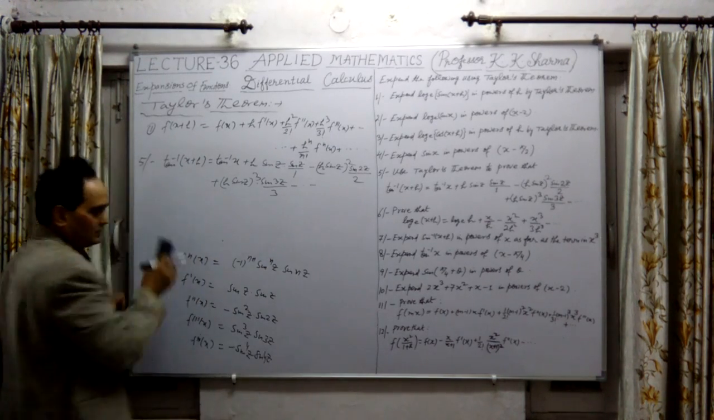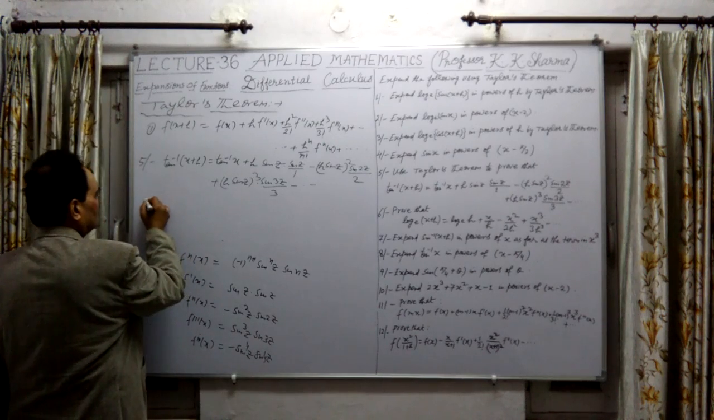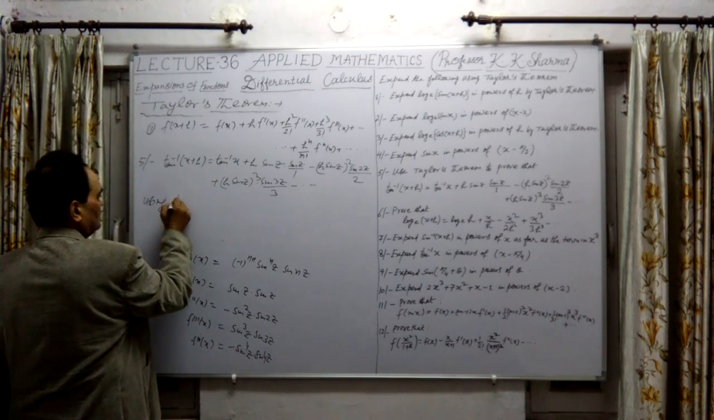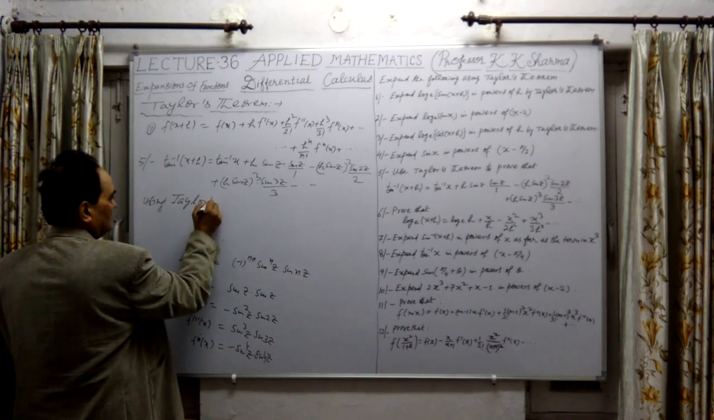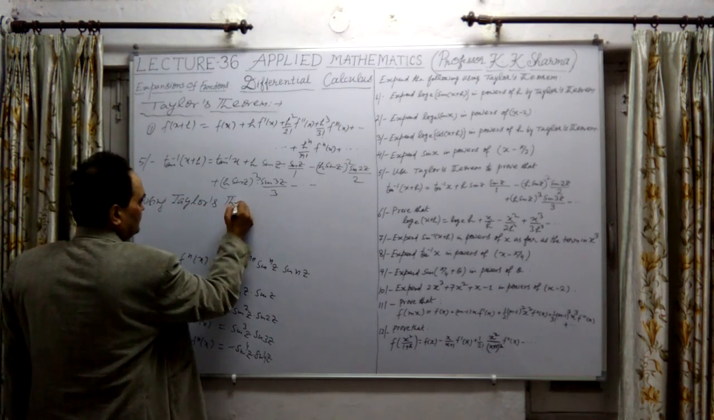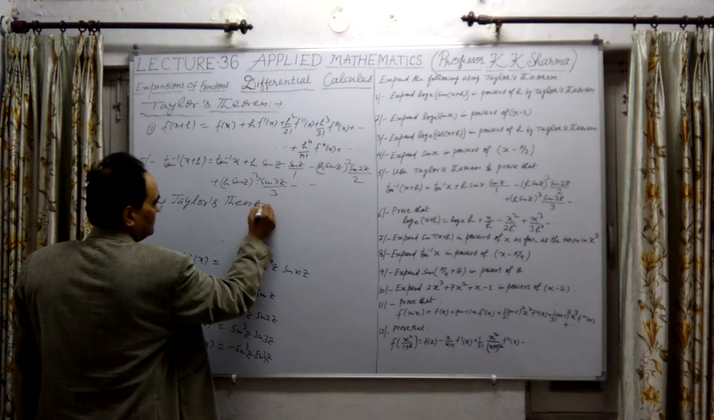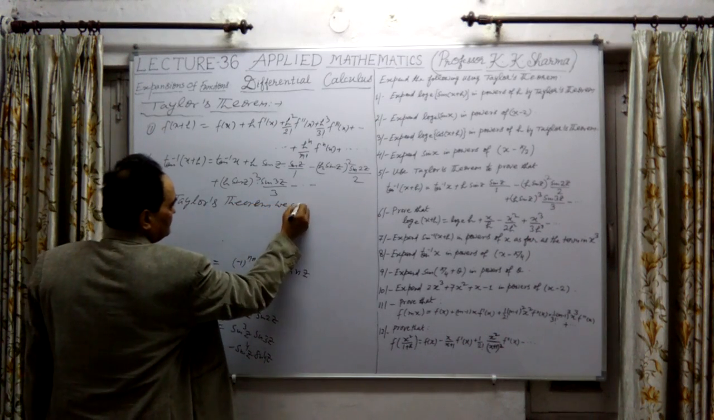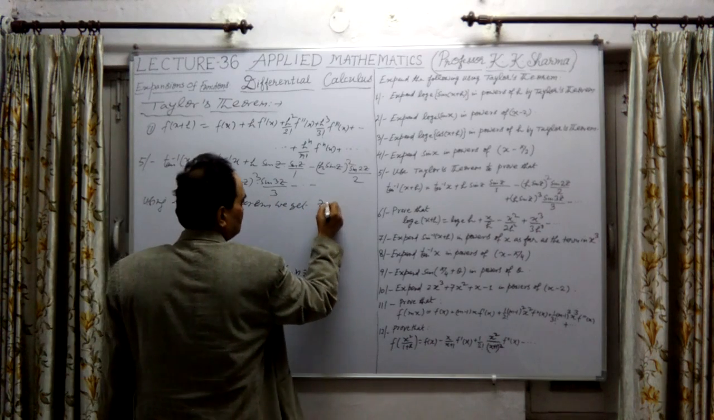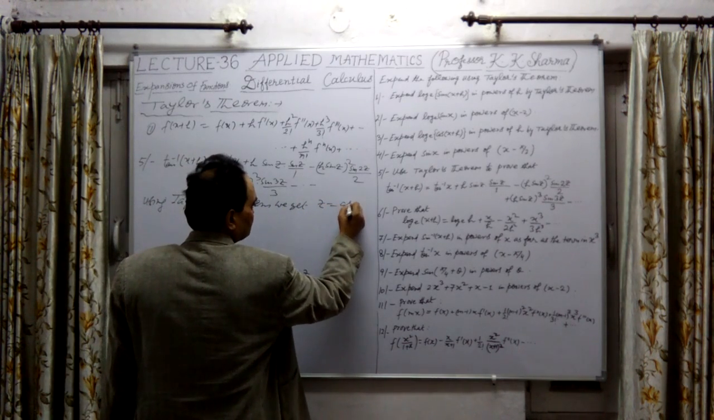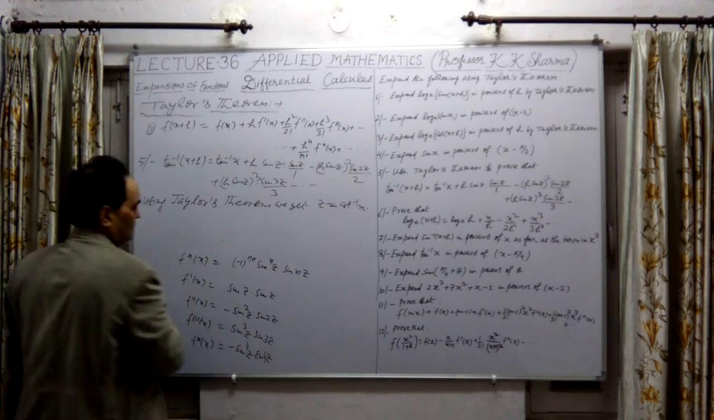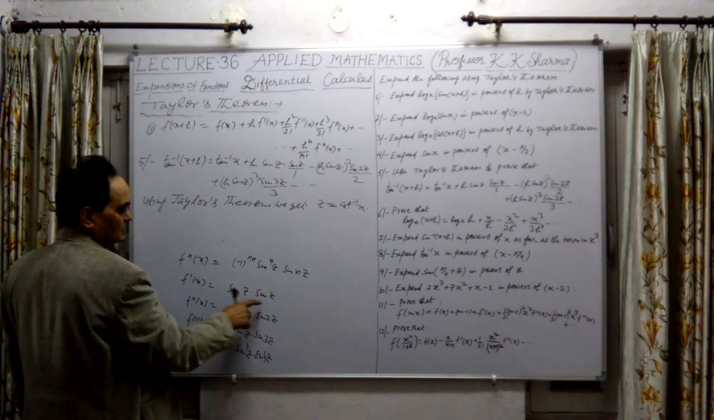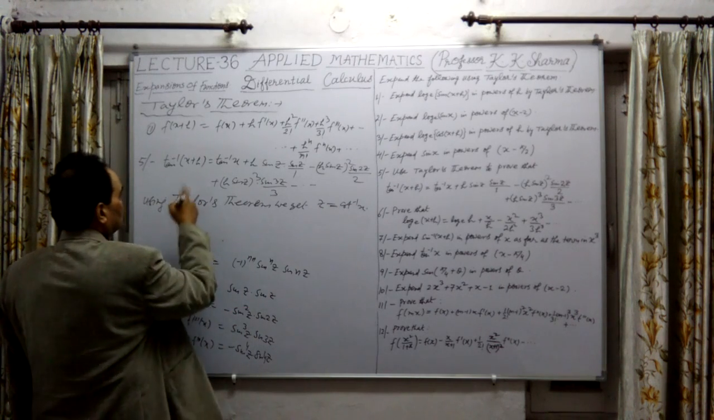Taylor's theorem. By Taylor's theorem we obtain, we get here z equal to what we have obtained as cot inverse x. So z is cot inverse x, and f dash x as the first is sin z into sin z. So that is the first.